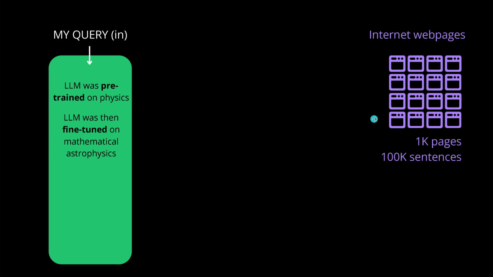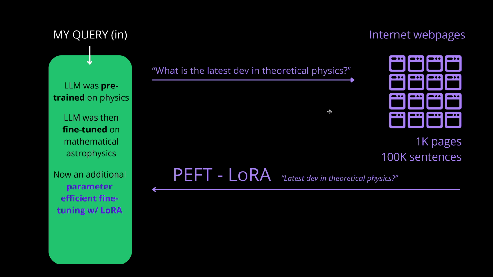Now it gets interesting. So we know now that our LLM has been pre-trained on everything about physics. Then it was fine-tuned on a specific branch, on mathematical astrophysics. So here we read in all 10,000 archive preprints of the last 5 years. Now we have a base of physics. We have fine-tuned on a very specific topic, mathematical astrophysics. And now comes PEFT with LoRA.